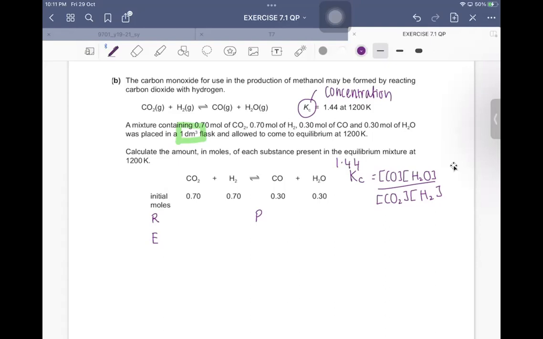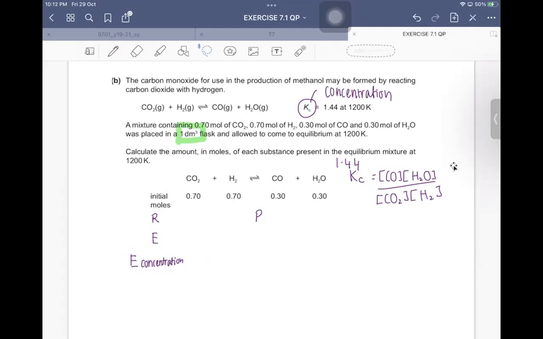No unit, because you can see that mole per dm cube cancels top and bottom. What I can do is conveniently assume that my volume is 1 dm cube. So I will have another row, equilibrium concentration, just in case, but since the volume is 1 dm cube here, it doesn't have any effect. If you forget that, you'll still be fine.